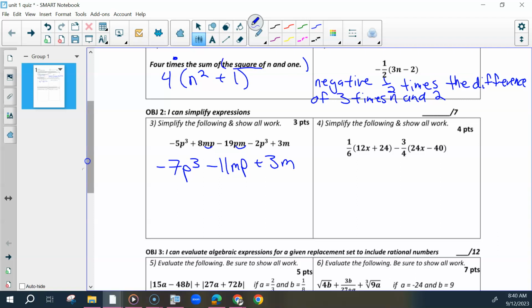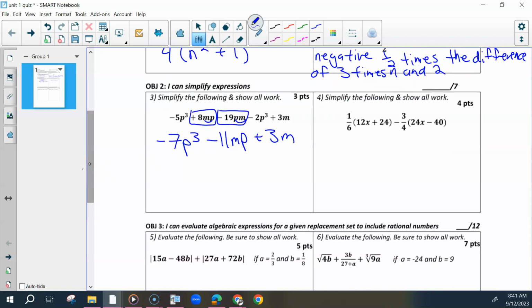So, did you add or subtract whatever 8 MP and 19 PM? Are they the same? Those are like terms, because the order does not matter. PM, MP, that order does not matter. Okay, so that was 3 points. Did you combine these, and leave this alone correctly? Other questions on that one? That was a commonly missed one. So just don't make that mistake again for the test if you see a question like it.